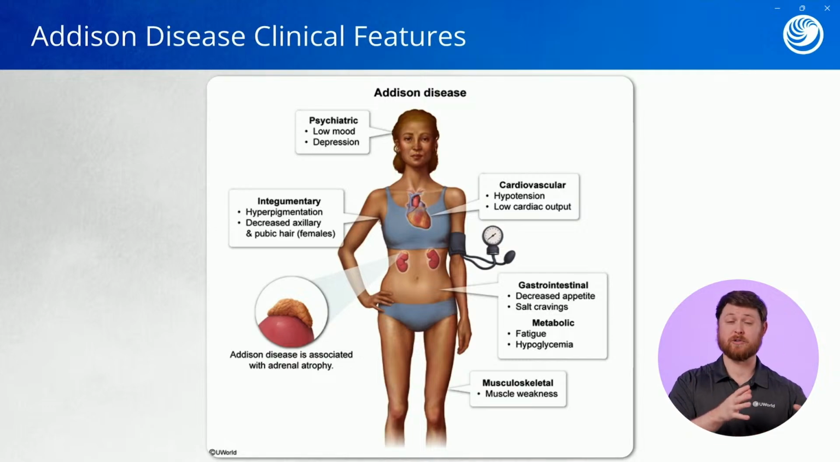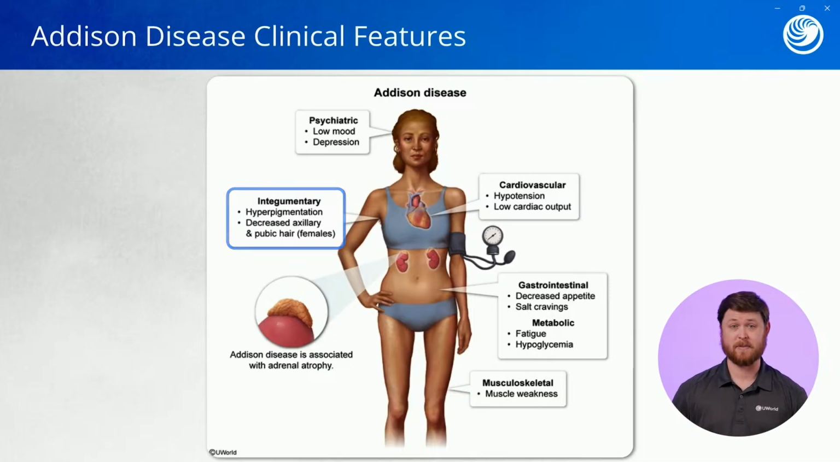So that adrenocorticotropic hormone can continuously be released, which is going to affect another hormone, the melanocyte-stimulating hormone. This can lead to a hyperpigmentation of the skin, especially in areas that are sun exposed. A lack of androgens within the body can lead to decreased axillary and pubic hair, especially in females.